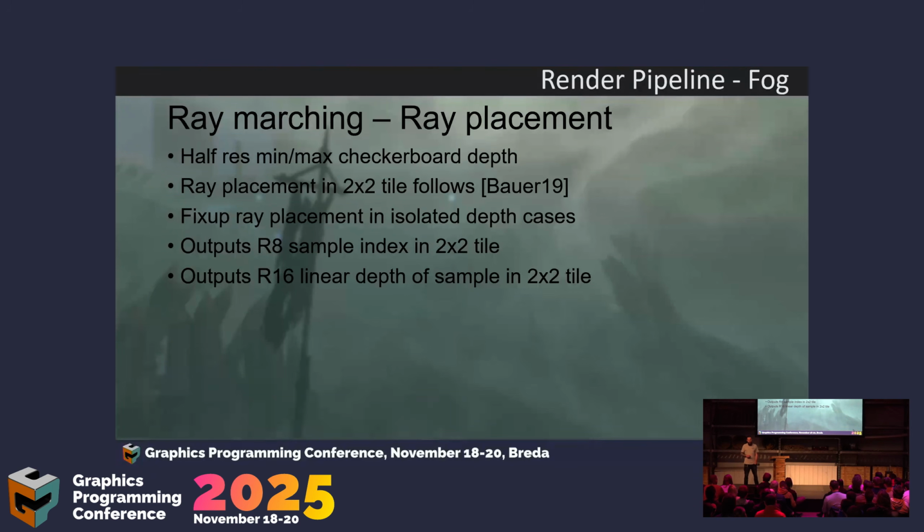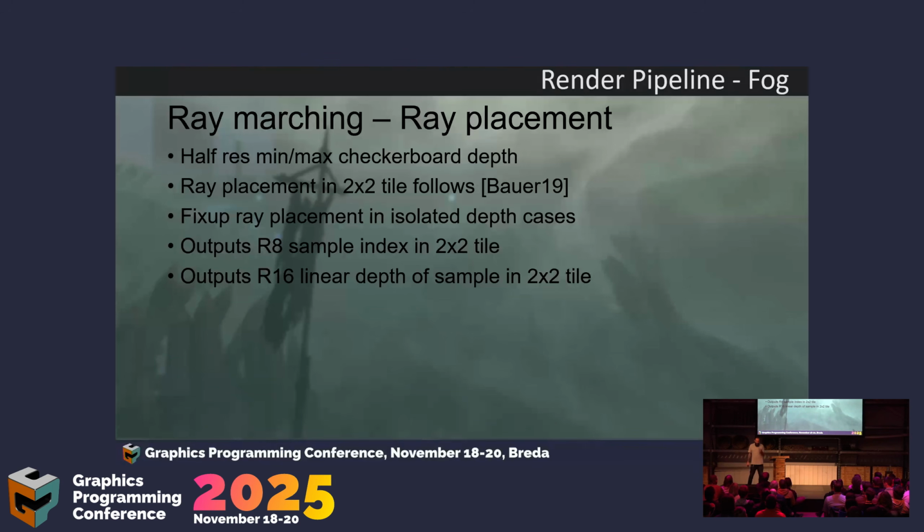So that the reconstruction works, we need to place our rays carefully in a 2 by 2 half resolution pixel tile. We want to cover the full depth range of the 2 by 2 tile. We have to find good positions for our rays to march. So first, the depth buffer is scaled down to half resolution using min-max checkerboard depths. And initial samples are placed based on the current frame index. So the initial samples change each frame, and they are also offset differently in the 2 by 2 tiles of one frame based on a checkerboard.